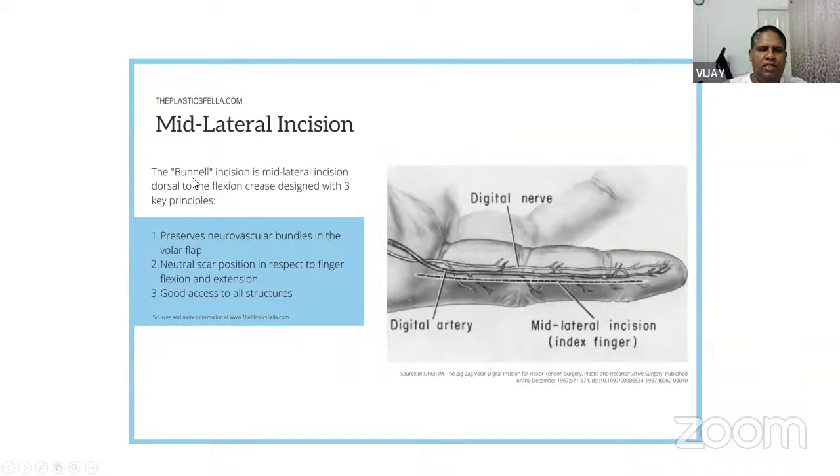Midlateral incision is also called as the Bunnell's midlateral incision. It's dorsal to the flexion crease. It is designed with 3 key principles. It preserves the neurovascular bundle. There is a neutral scar position. This scar doesn't go for contracture at all, and there is also good access to all the structures.